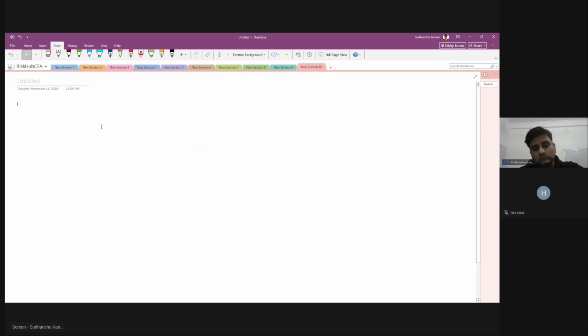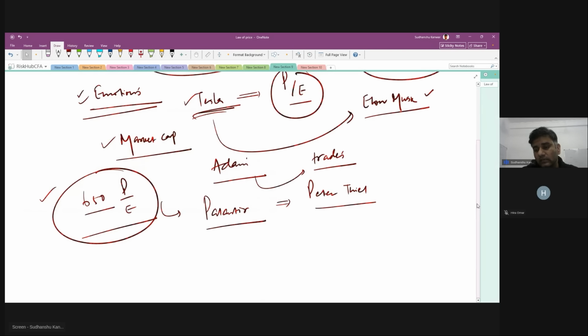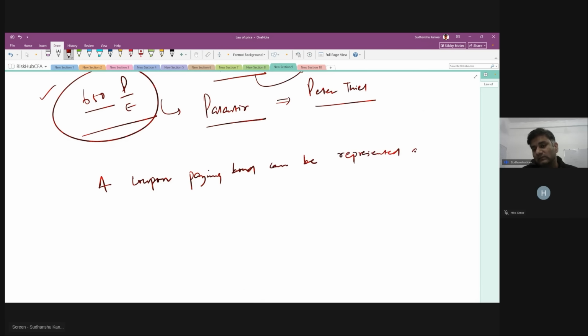So okay, let's do another thing which your book mentions, which I kind of skipped and did not cover. They mentioned a simple point there, which is that a coupon paying bond can be represented as a combination of zero coupon bonds, right? So this is also important to understand.